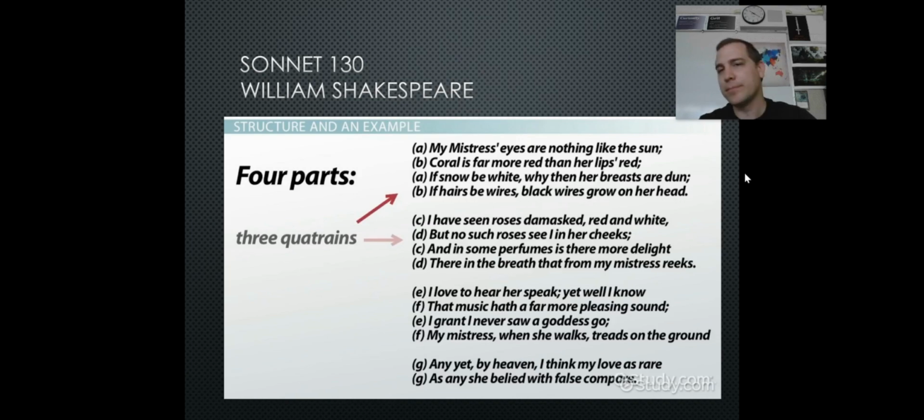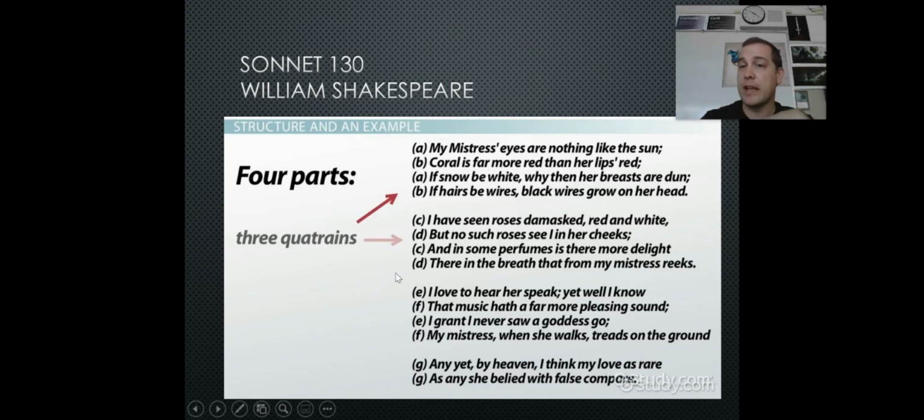And so here, a couple things we can see, despite my atrocious reading of that sonnet, is we have 3 stanzas of 4 lines. That's 4 stanzas total, right? So 4 lines, 4 lines, 4 lines, and a rhyming couplet, right? The rhyme pattern is A B A B. So sun and dun rhyme, whereas red and head rhyme. White and delight rhyme, cheeks and reeks rhyme. Know and go, sound and ground, and then rare and compare.